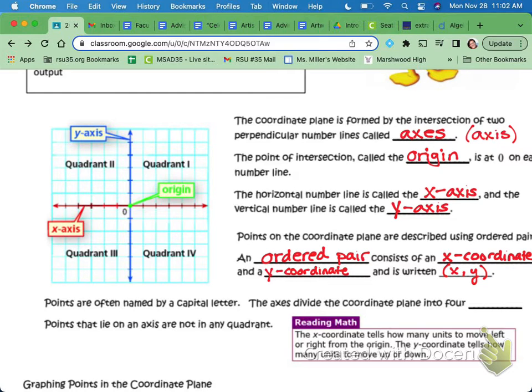Your axes divide the coordinate plane into what's called 4 different quadrants. And it's important that you remember where the location of them are. So if you look up here in this diagram, quadrant 1 is up here in the top right. Then you go counterclockwise. Quadrant 2 is in the top left. Quadrant 3, bottom left. Quadrant 4, bottom right. So it goes 1, 2, 3, 4. Okay? If you have a point that lies on any of your axes, it's not in an actual quadrant.